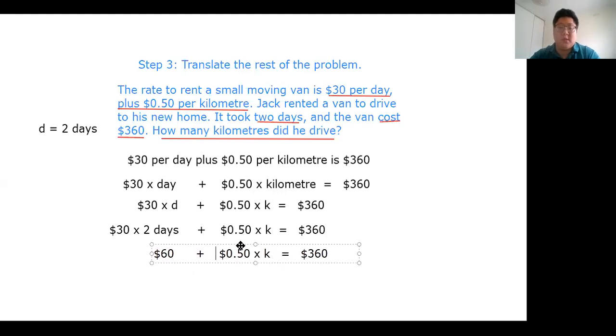Trust me on that. I'm a little bit OCD with my layout. All right, so now we have that.